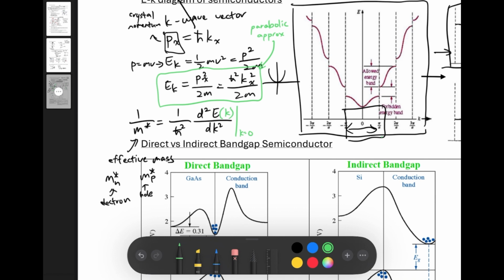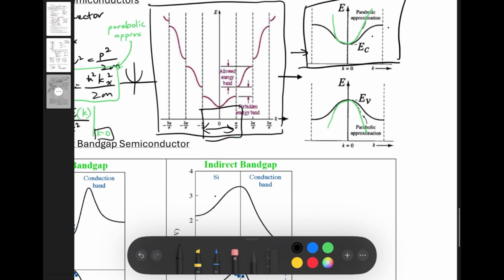So if it is tested, the only way it can be tested is they give you E as a function of k, and then you take the second derivative, substitute k equal to 0, or whatever k they give you, into this to find the effective mass of electron or hole. So essentially this can be both m or p, because it depends on whether you are looking at this or this.